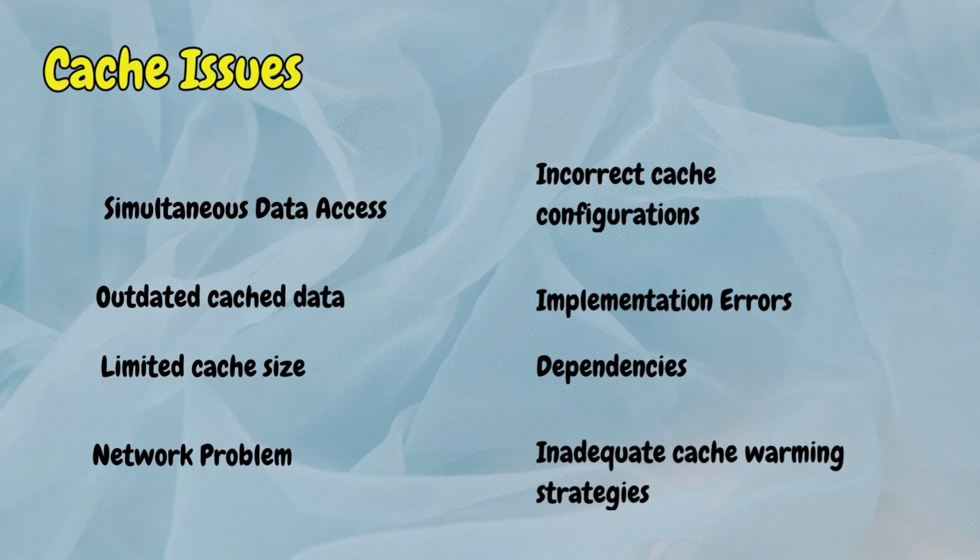Cache-related problems occur due to issues such as multiple users or processors accessing data simultaneously, outdated cached data, limited cache size, network problems, incorrect cache configurations, implementation errors, dependencies on external systems, and inadequate cache warming strategies. Let's discuss solutions to a few common cache-related problems.